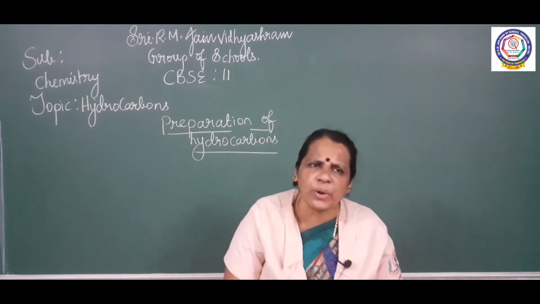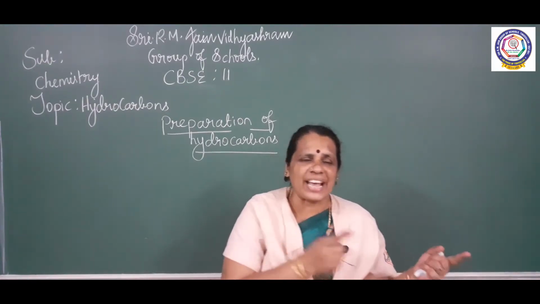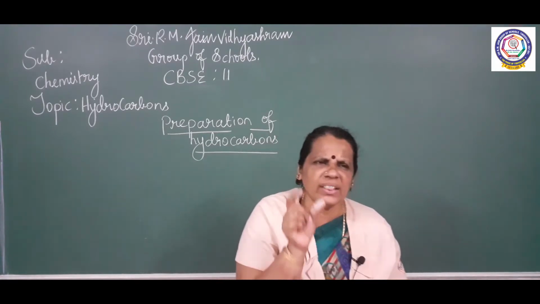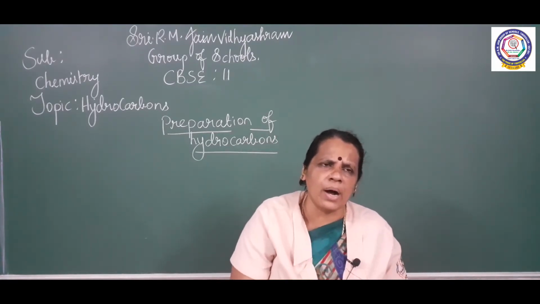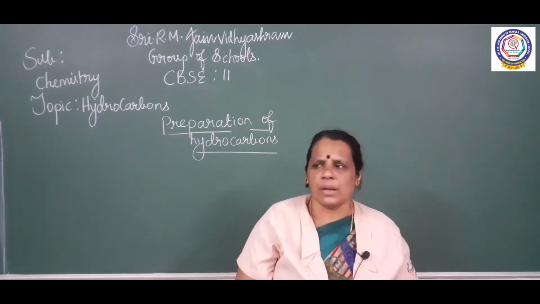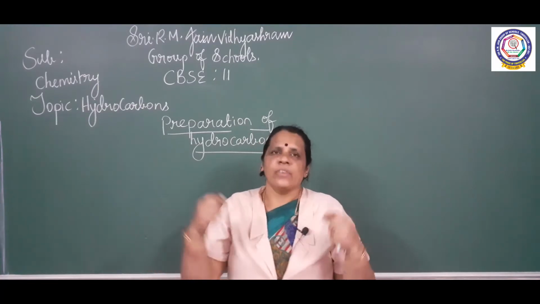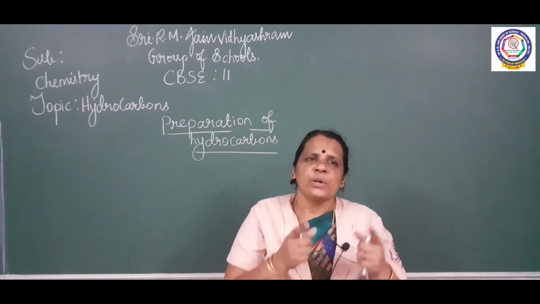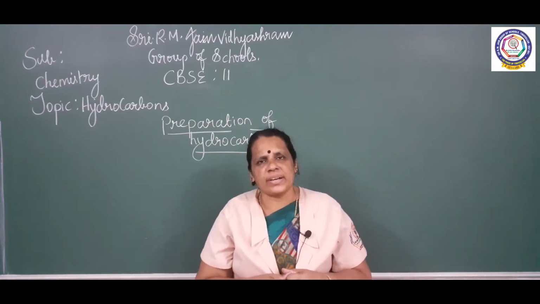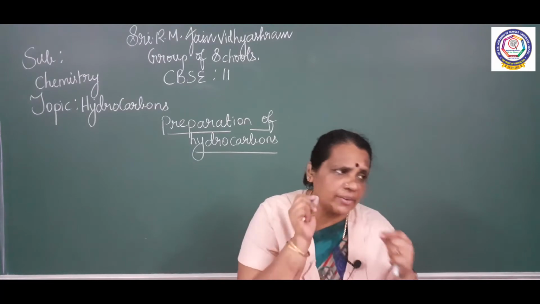So to which are we going to add hydrogen? Unsaturated hydrocarbon. Already told about saturated and unsaturated. What is unsaturated? If there is a double or triple bond between the carbons, we call it an unsaturated hydrocarbon. So here we are going to add hydrogen to unsaturated hydrocarbon and convert it to saturated hydrocarbon. Shall we see, children? Be ready with your notebook.